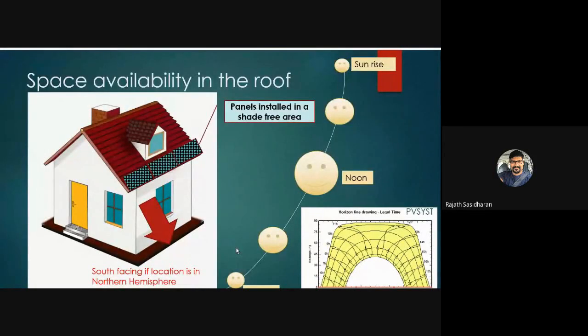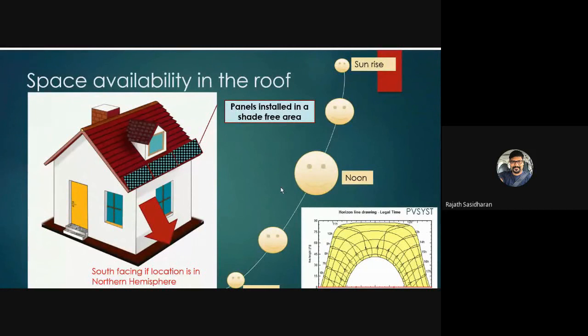Space availability on the roof. If you are in the southern hemisphere, then the panel must be facing north. If you are in the northern hemisphere, then the panel must be facing south. So that's the thumb rule. And as you see, the sun is not exactly above the head. It is above the head only at the equator, but as you move further, you can see the sun's path follows a different angle. The good part is that there is some astronomy and physics also involved in this part of study.